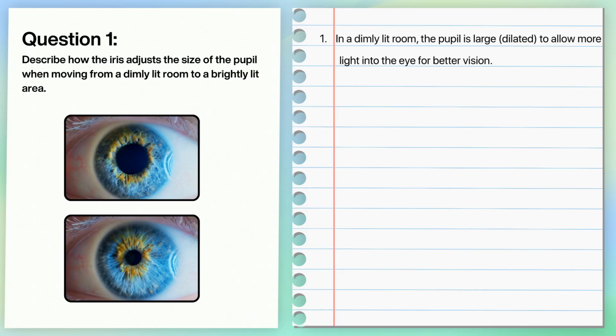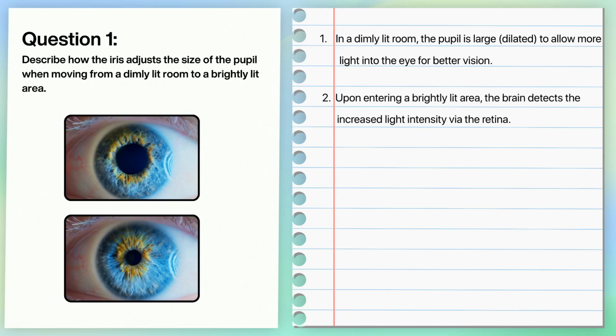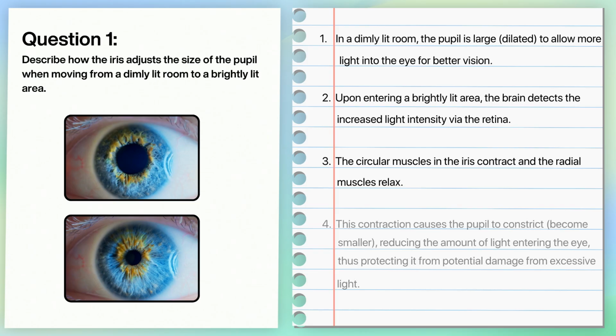In a dimly lit room, the pupil is large, dilated, to allow more light into the eye for better vision. Upon entering a brightly lit area, the brain detects the increased light intensity via the retina. The circular muscles in the iris contract, and the radial muscles relax. This contraction causes the pupil to constrict, become smaller, reducing the amount of light entering the eye, thus protecting it from potential damage from excessive light.